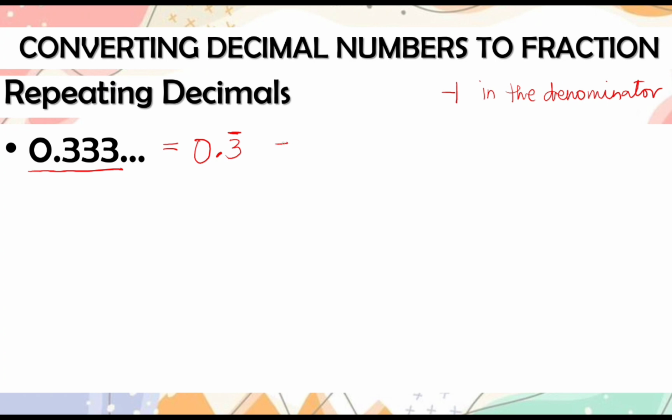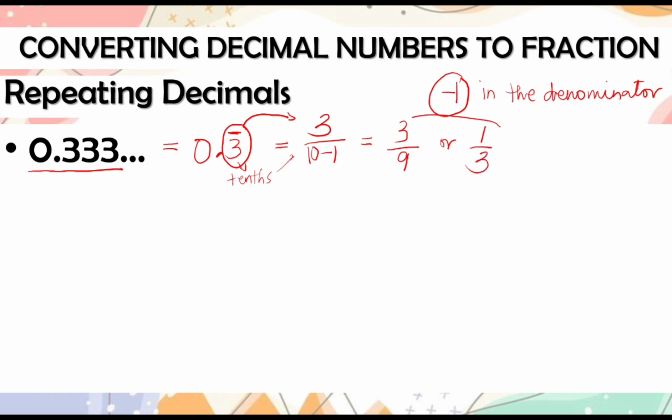So, paano natin to gagawing fraction? So, again, ganun ulit. Yung decimal digit natin, isusulat sa numerator, which is 3. Then, yung denominator natin, yung place value ng decimal digit. So, ano yung place value nito? That is tenths. Tama? So, dahil tenths ang place value nito, our denominator here is 10. However, since this is a repeating decimal, the condition is always minus 1. So, minus 1 sa ating denominator. So, that will give us 3 over 9, or yung simplest form niya is 1 over 3.